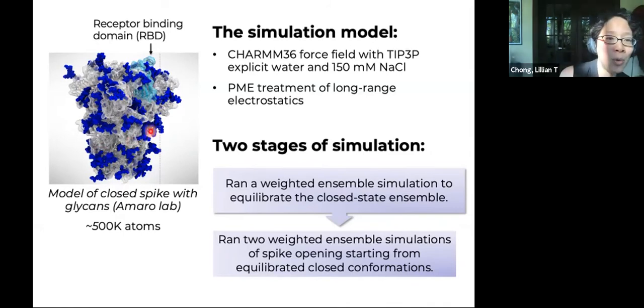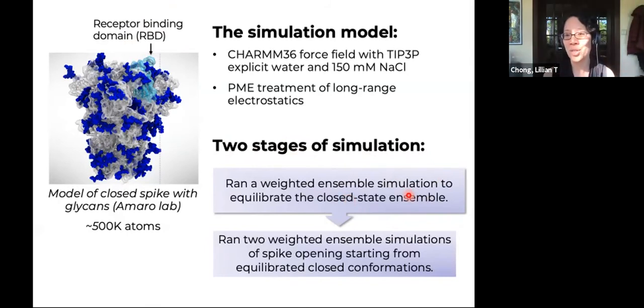And the opening process involves this receptor binding domain colored in cyan, which is going to move from a down to an up position. So we tried to capture the spike opening process in 2 stages using a 2-stage simulation procedure. So first, we ran a weighted ensemble simulation to extensively sample the conformations of the closed state.